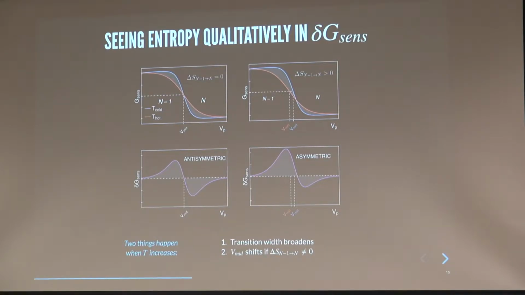And so the signature of this finite entropy change is going to be a line shape as we switch back and forth between hot and cold and look at the difference in the sensor conductance, a line shape that looks like this, asymmetric.